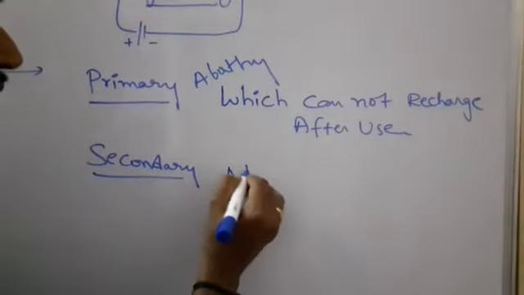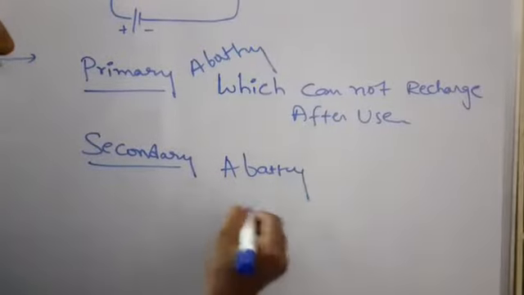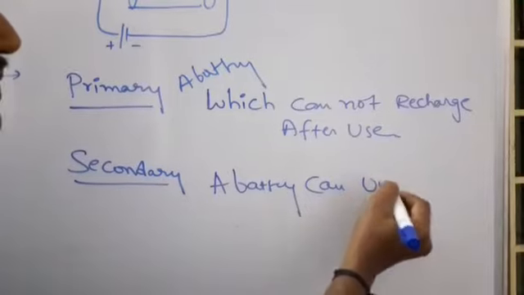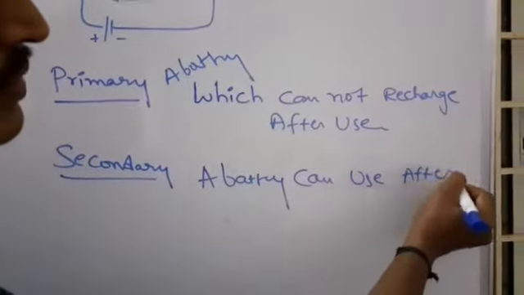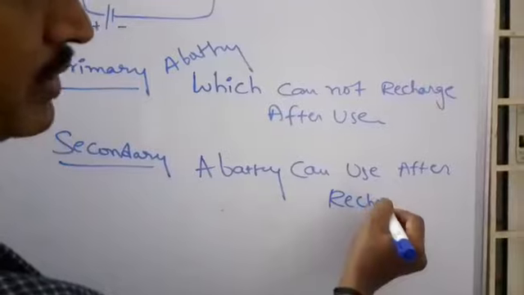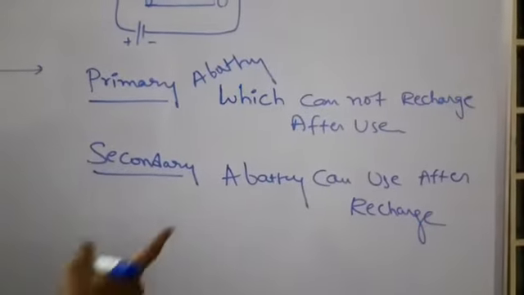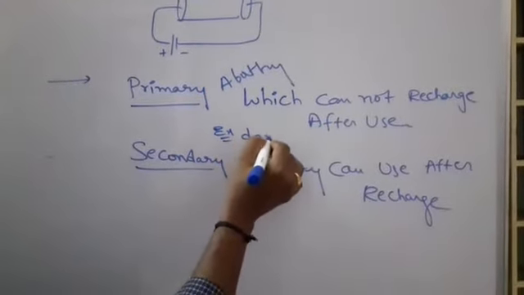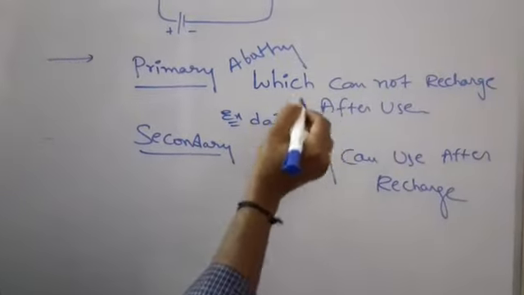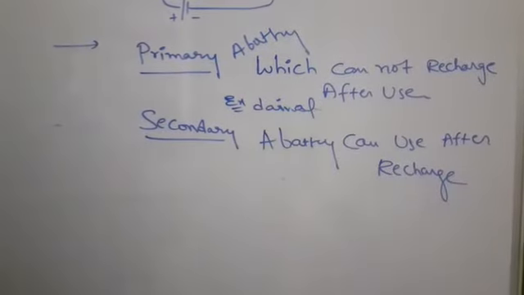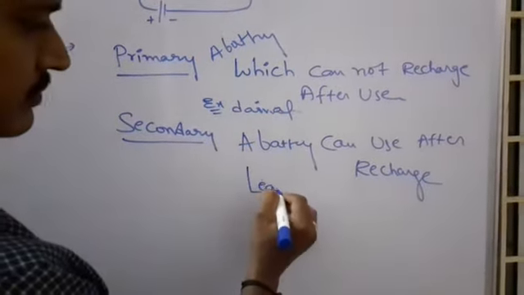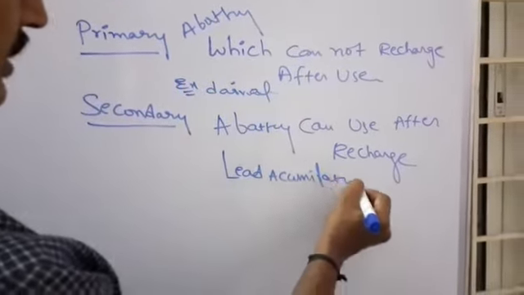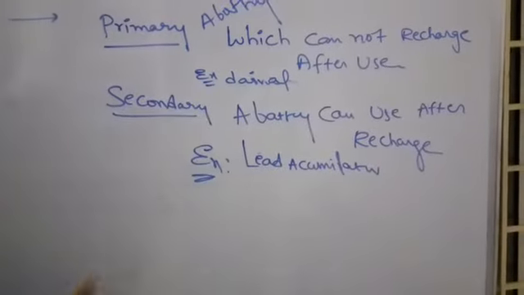A battery which can be used after recharging, multiple times, is called a secondary battery. An example of a primary battery is the Daniell cell. The lead accumulator is an example of a secondary cell.